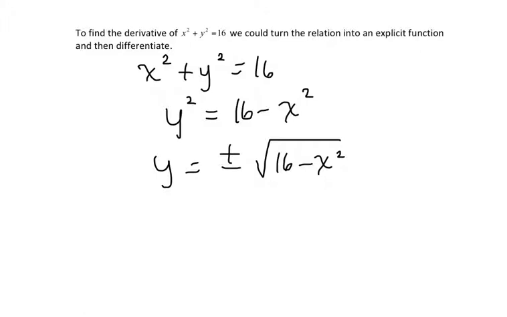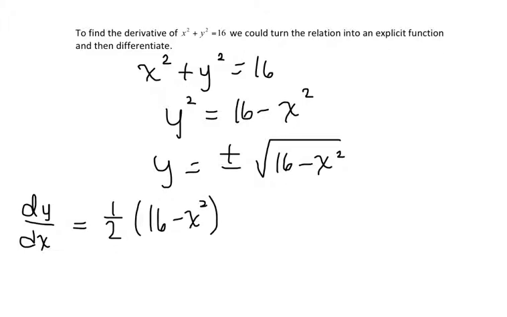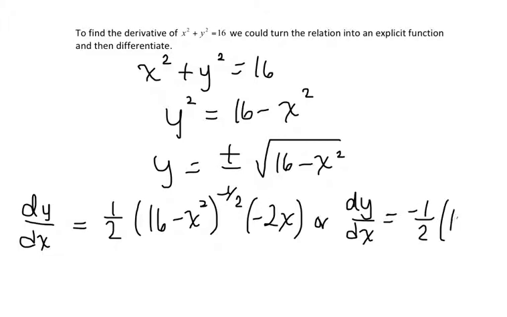So if I look at both of them separately, my first derivative, dy dx, is going to be equal to 1/2 times 16 minus x squared to the -1/2 times -2x. That's just chain rule. So that's the derivative of the positive version. Our second derivative, the derivative of the negative version, is going to be -1/2 times 16 minus x squared to the -1/2, and then times the inside, -2x.